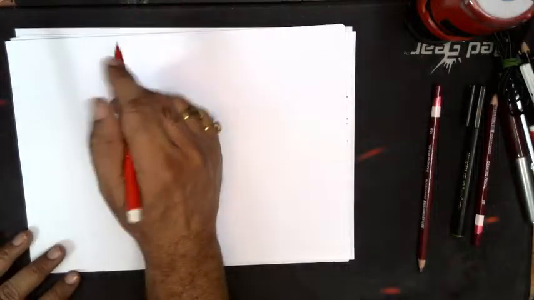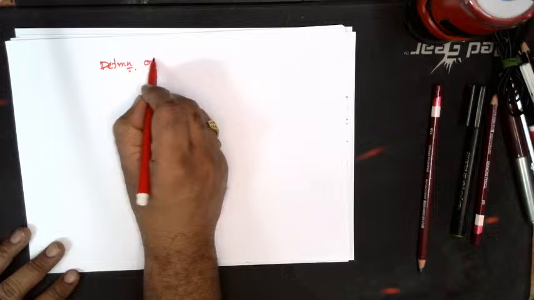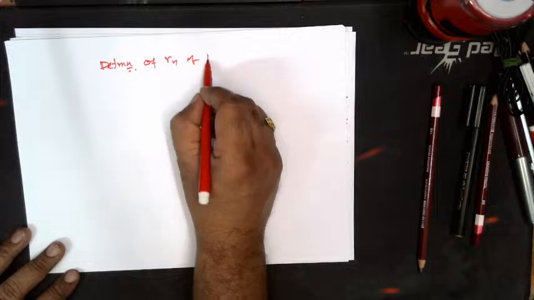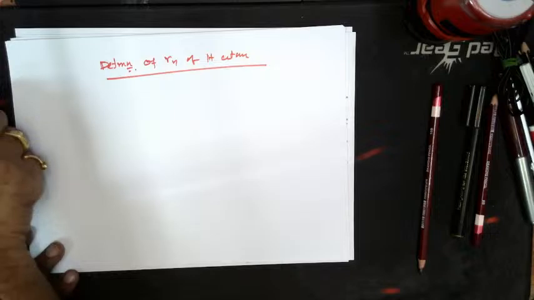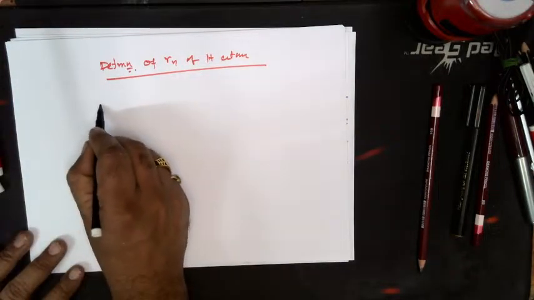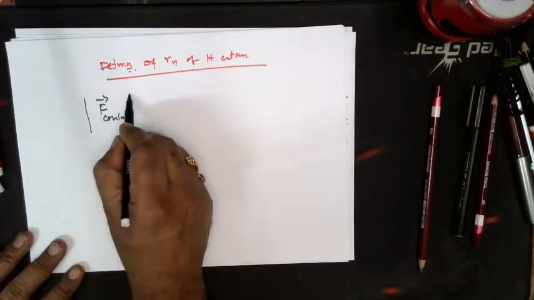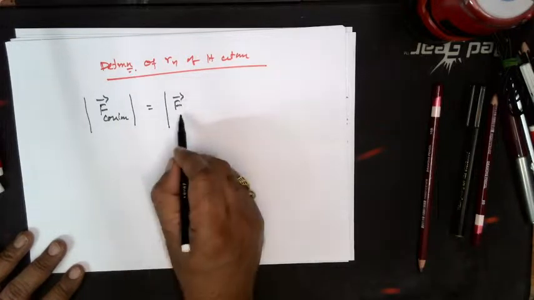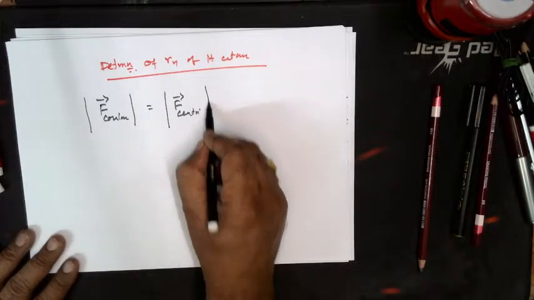So how to start this? What is our objective? Determination of Rn, that is, the nth radius, the radius of the nth orbit of the hydrogen atom. So this is our objective. First, how have I proceeded? The first one is you have to consider like this: the modulus of F vector of Coulombic interaction is equal to the modulus of F vector of the centripetal force.